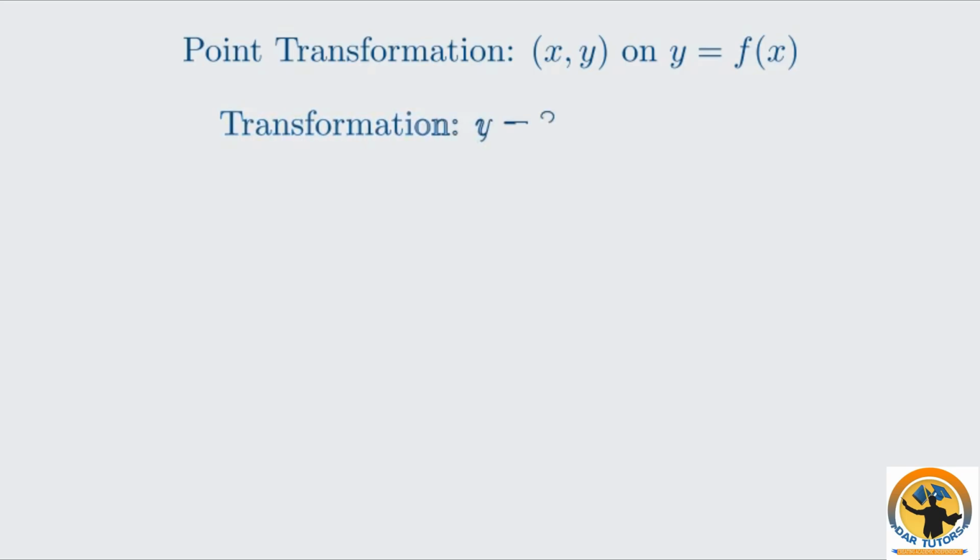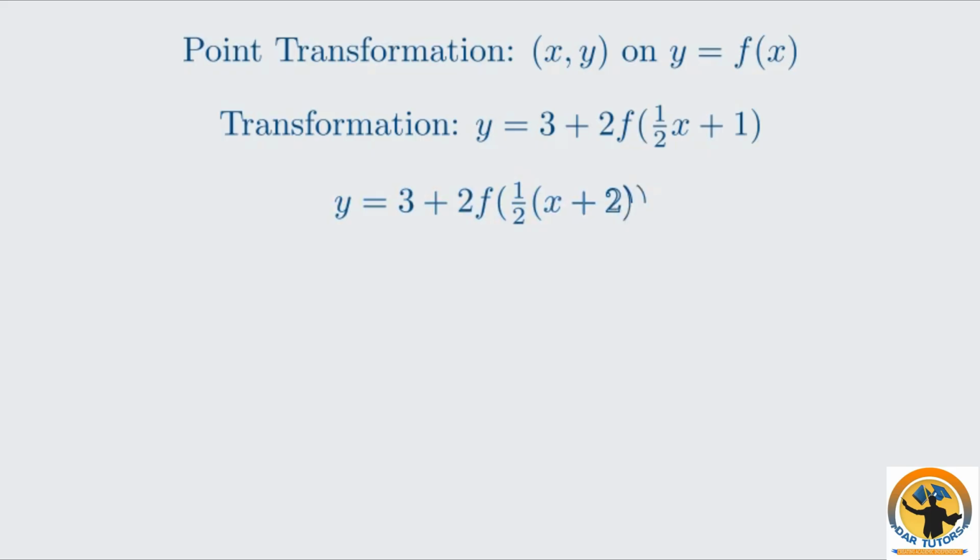The key is to rewrite the expression inside the function to isolate the transformation. We can factor out 1/2 from the term 1/2 x plus 1. This gives us 1/2 times the quantity x plus 2. So our transformation is y equals 3 plus 2 times f of 1/2 times the quantity x plus 2.